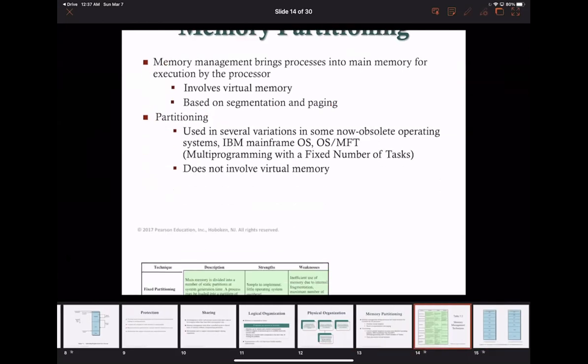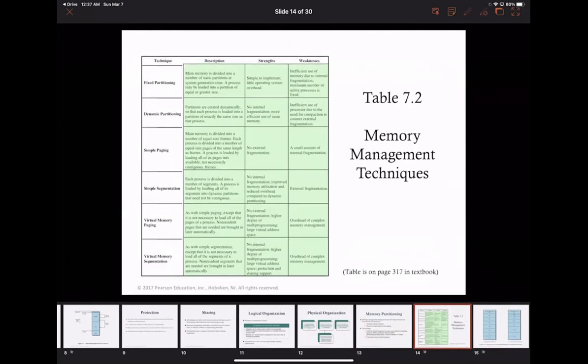So the following table provides a summarization of different memory management techniques, including partitioning, paging, and segmentation. For partitioning, we have two types. The first one is fixed partitioning, and the second one is dynamic partitioning. And for paging, we do have simple paging, where no virtual memory exists, and then we have virtual memory paging. And for segmentation, we have simple segmentation, where we don't have any virtual memory involved, and then virtual memory segmentation.